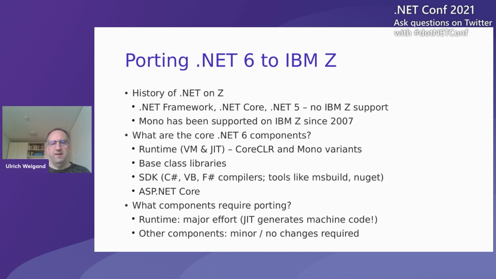We have a set of base class libraries that implement all those APIs that .NET applications can use and can rely on. It has the software development kit, which consists of the compilers for C#, F#, Visual Basic, and tools around application development like MSBuild, NuGet, and a whole host of others. And it also includes ASP.NET Core, which allows you to write web applications in .NET. And all this needs to be available on our new platform as well.